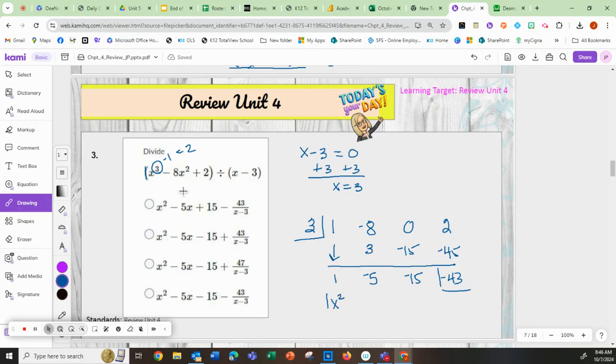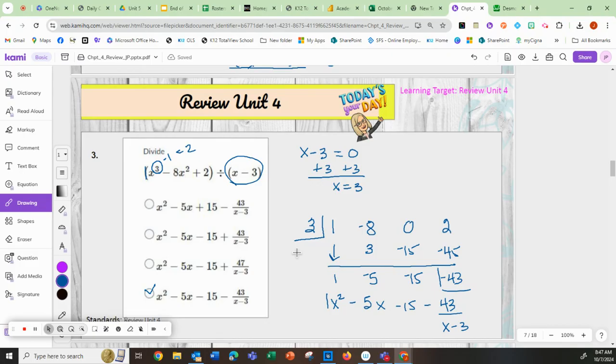I'm going to go 1 degree down from that 3. If this were a 4, I'd do 4 minus 1, and I'd start with an x cubed. But since it's a 3, I'm going to do 3 minus 1, so it's going to be 1x squared minus 5x minus 15. My remainder is negative, so I'm going to write minus. And then I do 43 over the original divisor. So we're looking for x squared minus 5x minus 15 minus 43 over x minus 3.